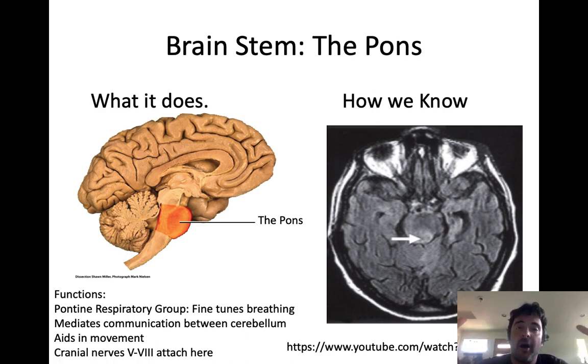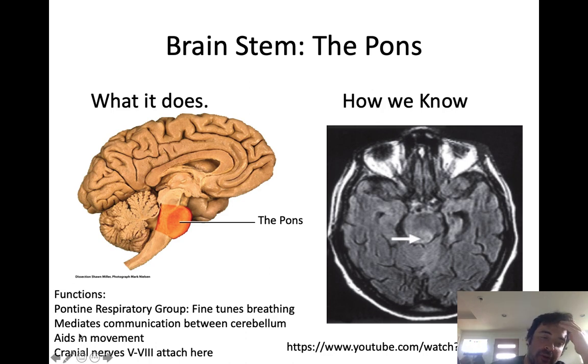Now, the pons contains a group of nuclei, or these little gray matter processing centers, called the pontine respiratory group. Whereas the medulla oblongata establishes respiratory rhythms, the pontine respiratory group fine-tunes respiratory rhythms. It essentially says, hey, stop inhaling, stop exhaling. And it uses data coming from higher order brain centers, coming from autonomic sensory centers. But the bottom line is the pontine respiratory group doesn't establish a respiratory rhythm. That happens in the medulla oblongata. It fine-tunes that respiratory rhythm, right? So it essentially says stop inhaling and stop exhaling.